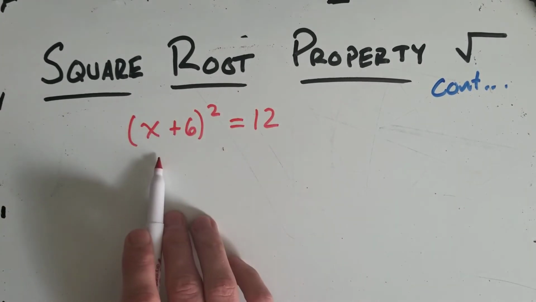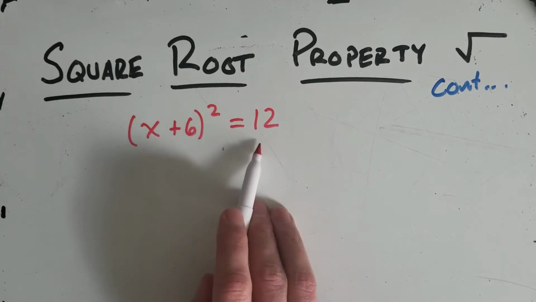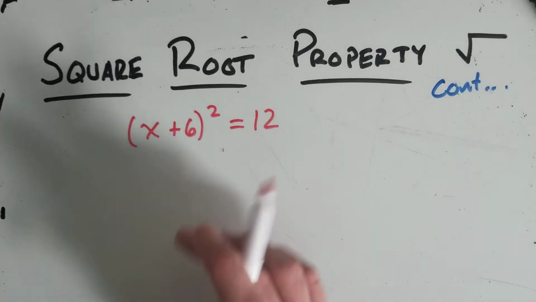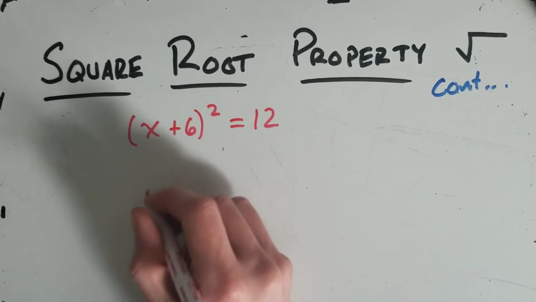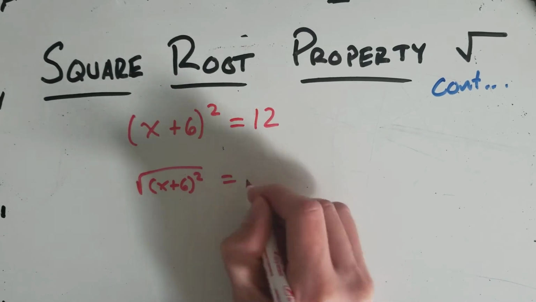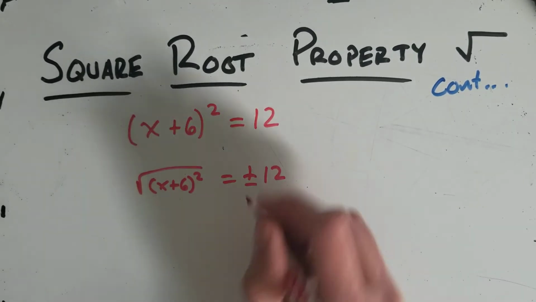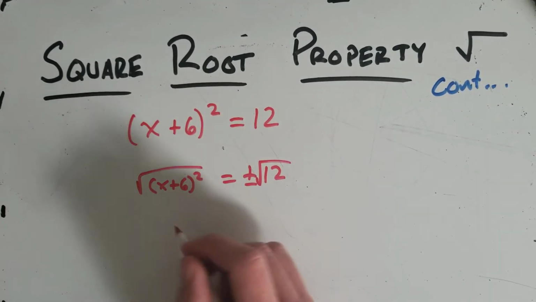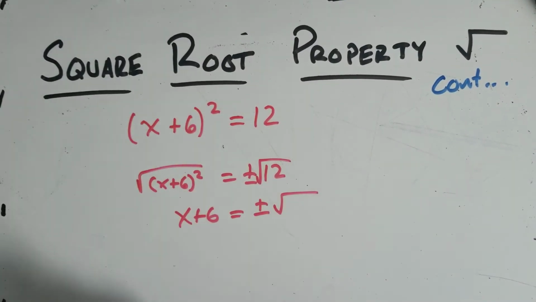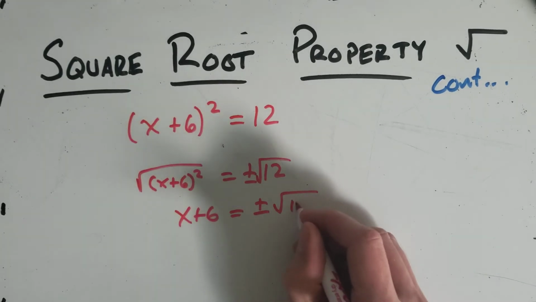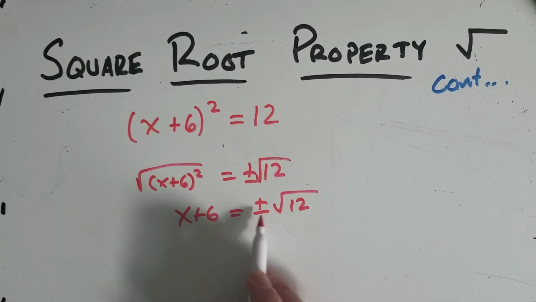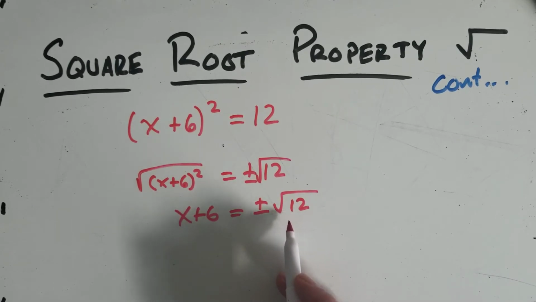Notice the left side is a perfect square, but the right side is not. I'm still going to use the square root property here, and we'll see what the answer looks like. So the square root property would say we can take the square root of both sides, equals plus or minus the square root of 12. And then you get x + 6 equals plus or minus, well, the square root of 12, that's not a perfect square, so we're just going to leave it as radical 12. So x + 6 equals plus or minus radical 12 here.